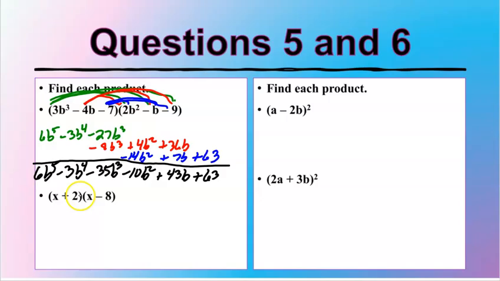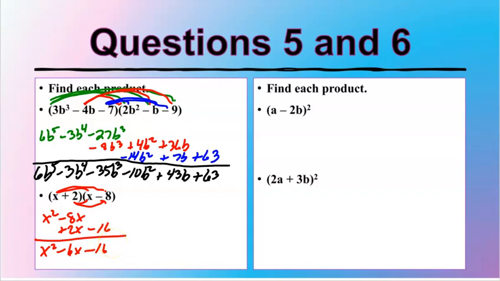Next, I'm just going to FOIL this. So I have x times x, which is x squared. x times negative 8 is negative 8x. 2 times x is a positive 2x. And 2 times negative 8 is a negative 16. Combine like terms, and we're left with x squared minus 6x minus 16.